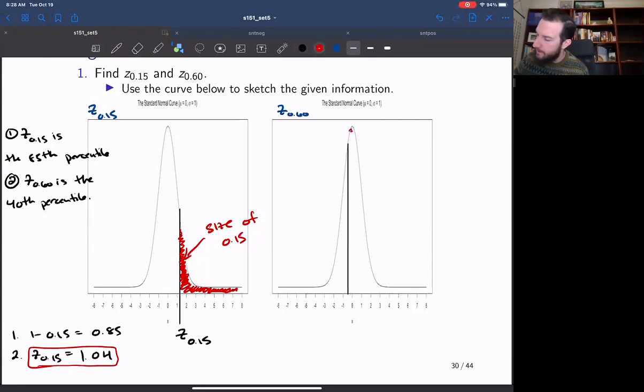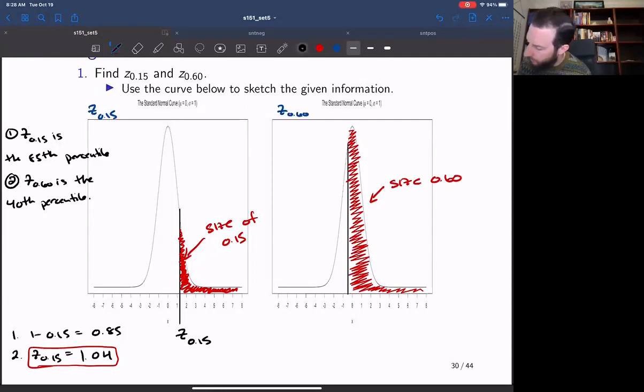and our area is going to be everything to the right. So this is size 0.6. Okay, so our Z-score here is like that. All right, so same process as before. 1 minus 0.6 equals 0.4.